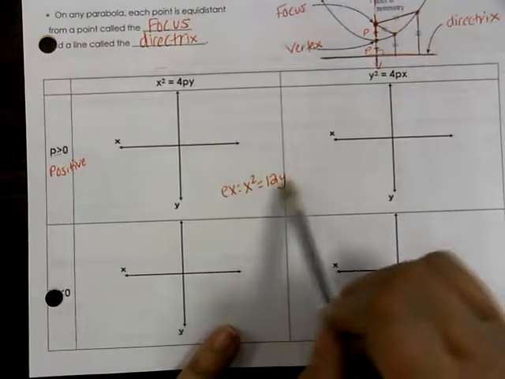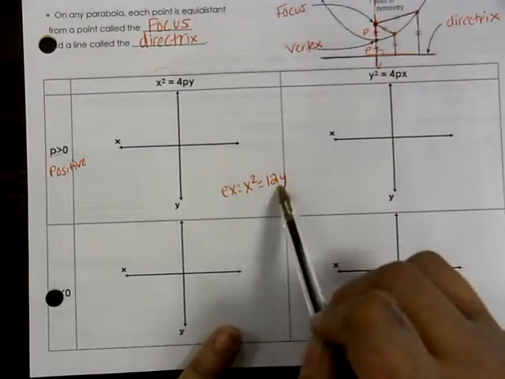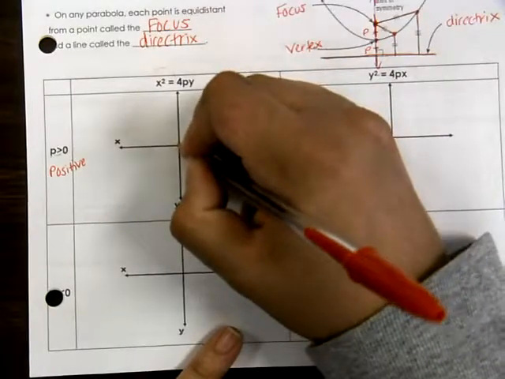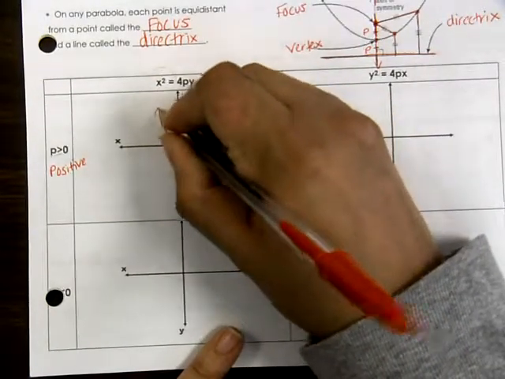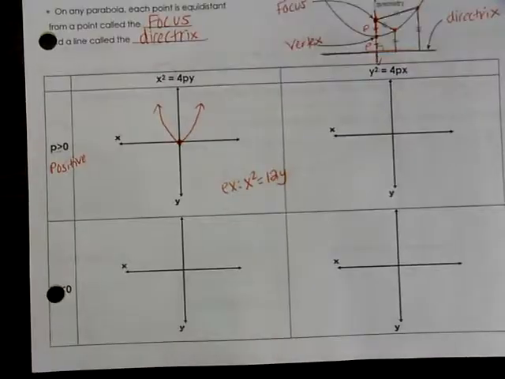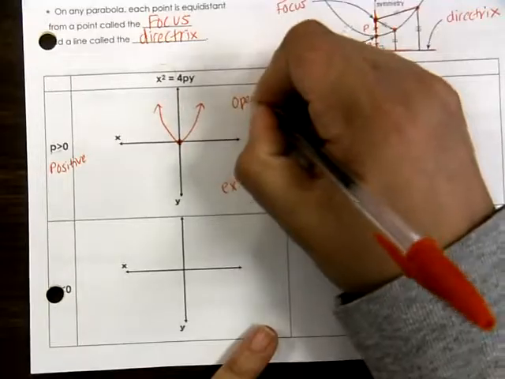Anytime you have an x squared with a positive number, the parabola is going to open up. All of our parabolas will sit at 0, 0, and so we just have to figure out whether it's opening up, down, left, or right. So this one will open up.